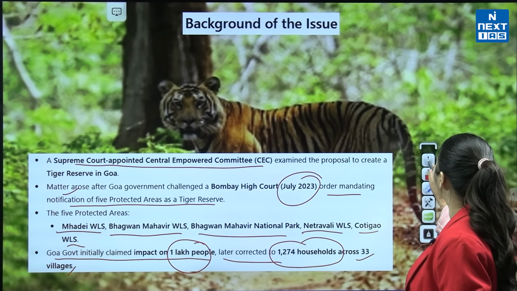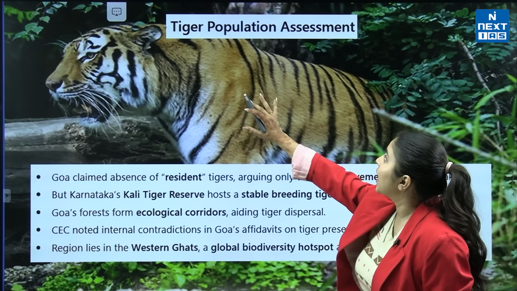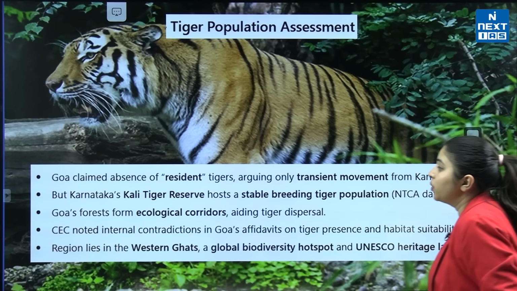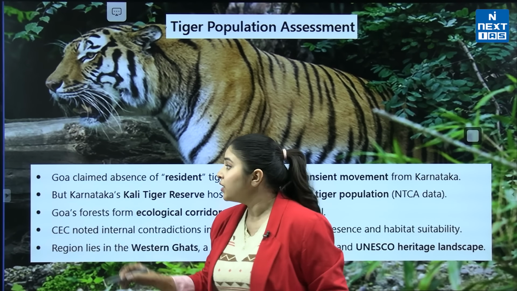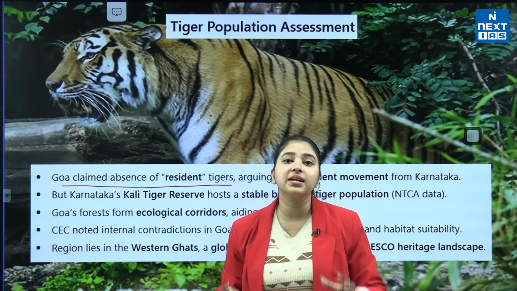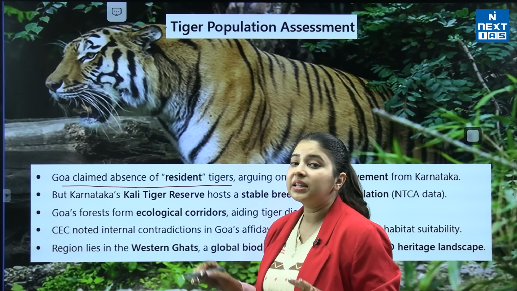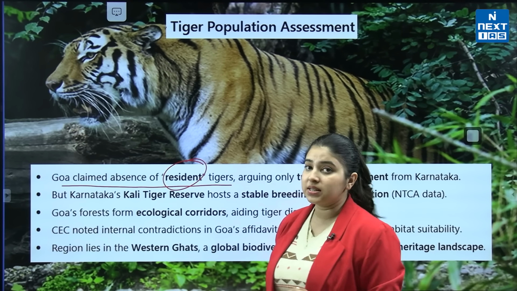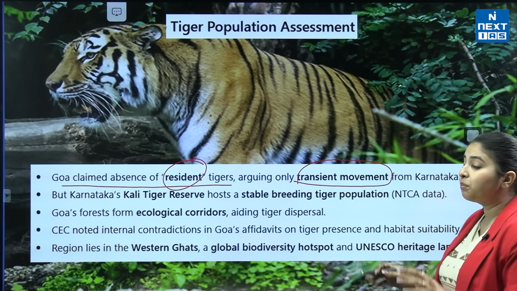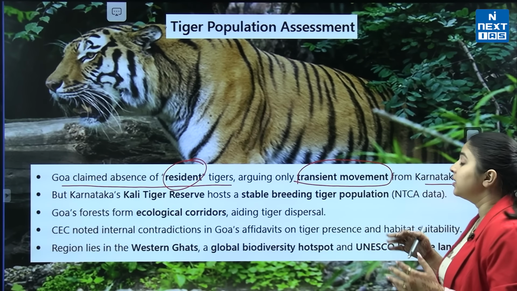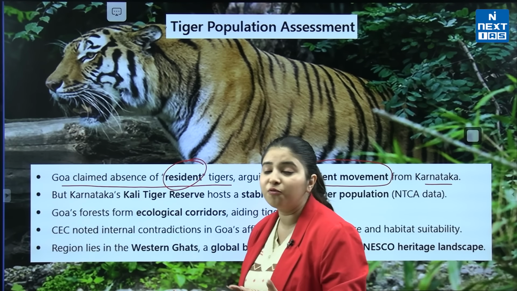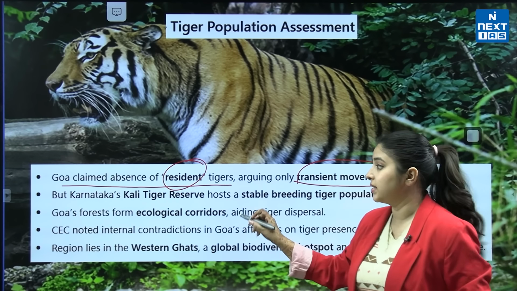Moving forward, let us talk about the tiger population assessment. Now let us understand what the assessment of the tiger population is, how many tigers are there in Goa. So Goa claimed the absence of resident tigers. Now what are resident tigers? The tigers that live in Goa. They said that there are no resident tigers here, but there are tigers with transient movement. That means that from Karnataka, the tigers move to Goa. Sometimes they do the transient movement, but they are not resident tigers.